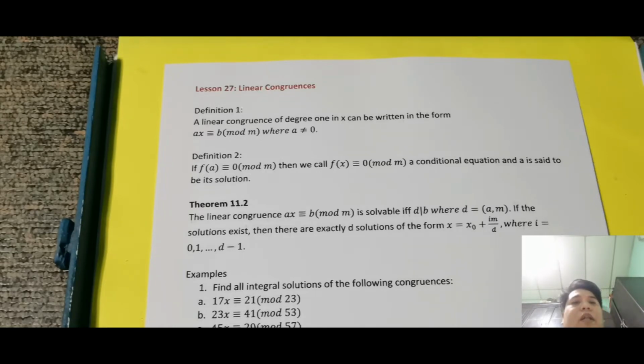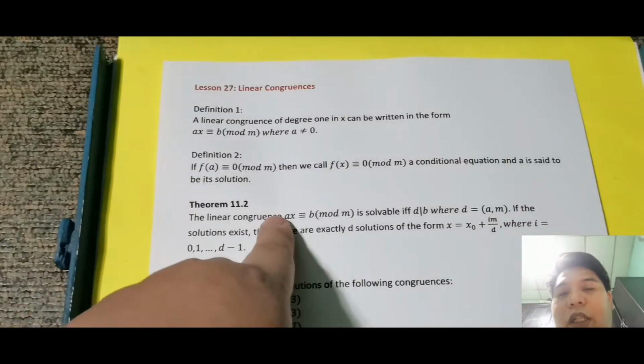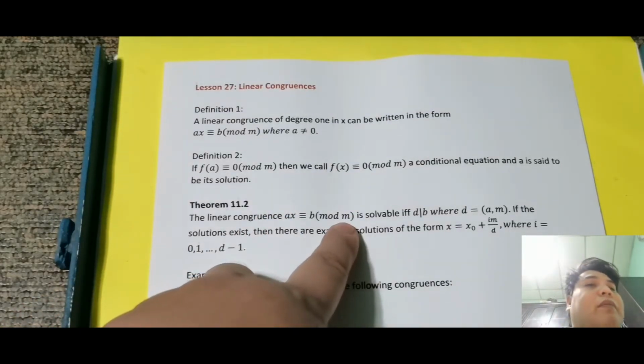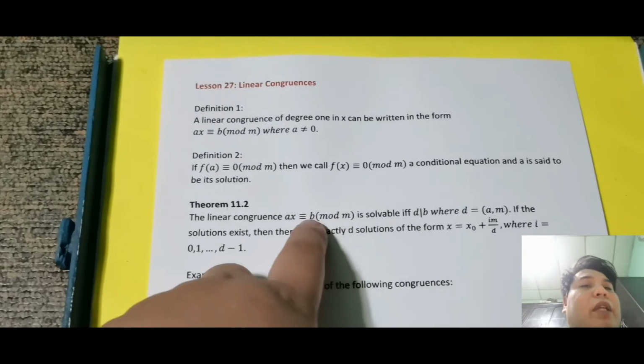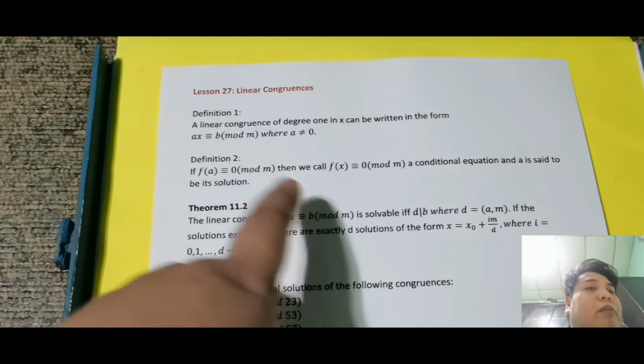So next is Theorem 11.2. Bakit 11.2? Kasi 11.1 yung from previous video. The linear congruence ax congruent to b mod m is solvable if d divides b, where d is the GCD between a and m. Solvable siya, meaning mag-exist yung solution. Solvable siya whenever yung GCD ng a at m ay divides yung b. Pag nangyari yun, therefore solvable siya.